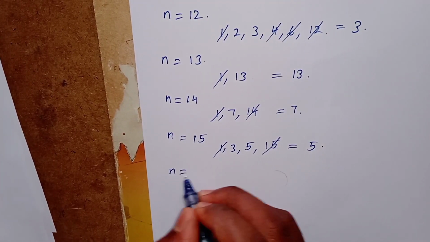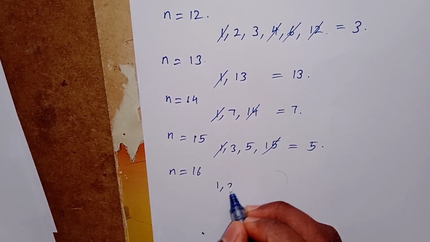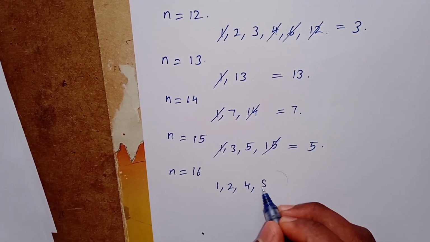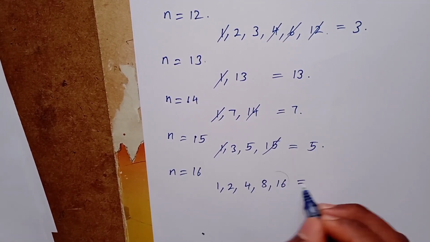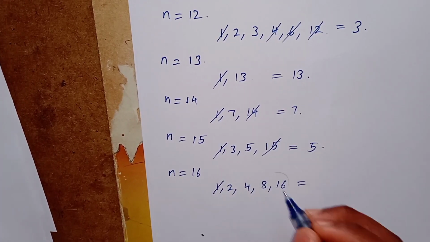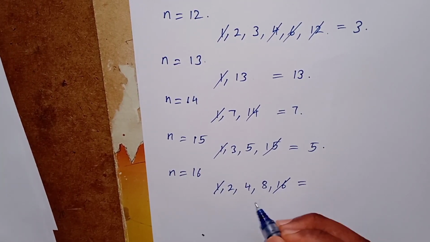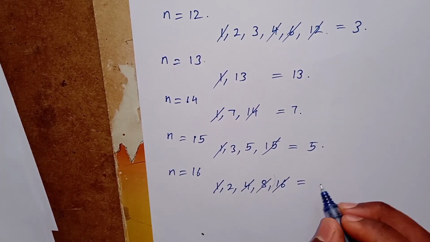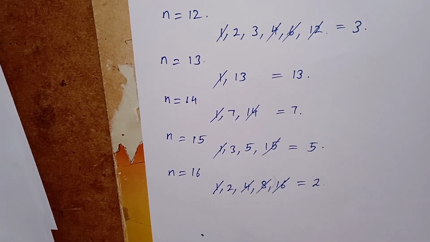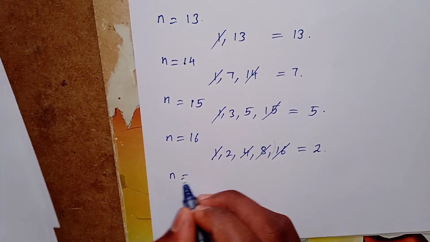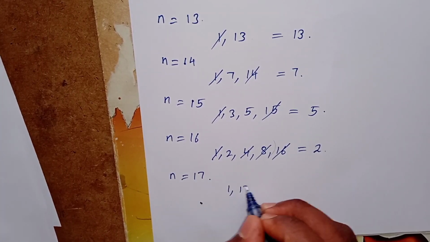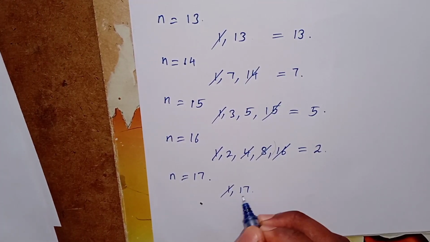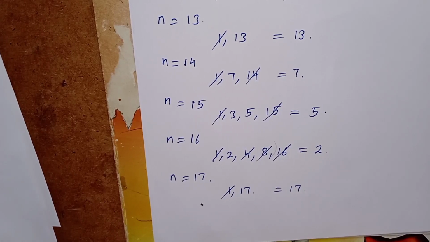Next, n equal to 16. Here the factors are 1, 2, 4, 8, 16. Now 1 is not a prime factor, 16 is not a prime factor, 8 is not a prime factor, 4 is not a prime factor. Therefore only 2. 2 is my highest prime factor. Next, n equal to 17. Here 1 and 17 are the factors. 1 is not a prime factor. Therefore only 17. 17 is my highest prime factor.